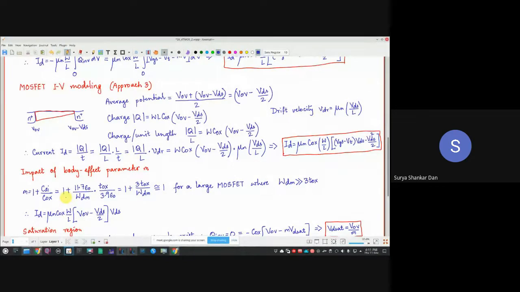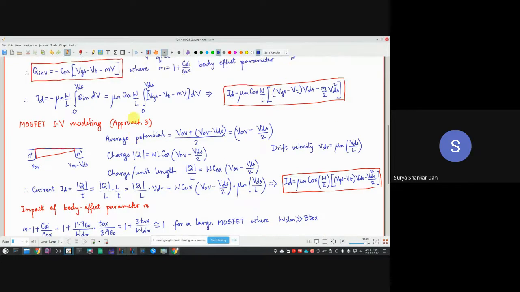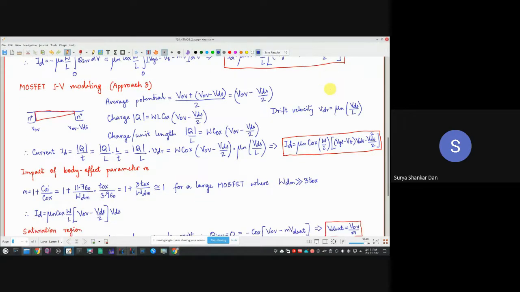Okay, so this is MOSFET IV modeling approach number 3. Okay. But as you will notice, this is kind of very crude modeling. This is good enough for the basic microelectronic devices, but it doesn't include the very important factor, which is small m. And in the next class, we will see that small m has serious implications in terms of modern day technology. Okay, we will look into it later.